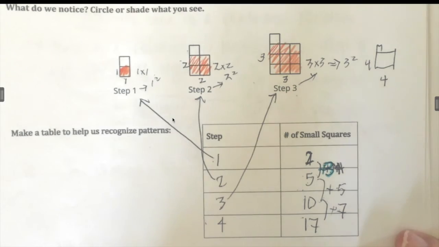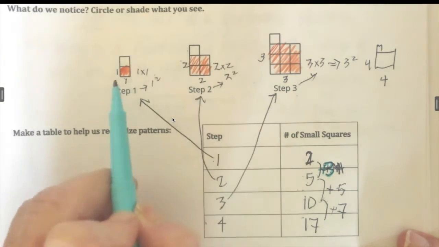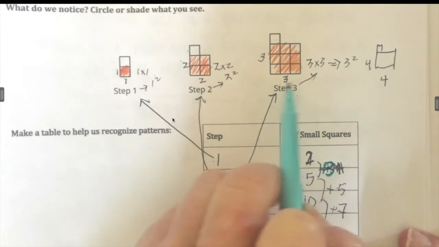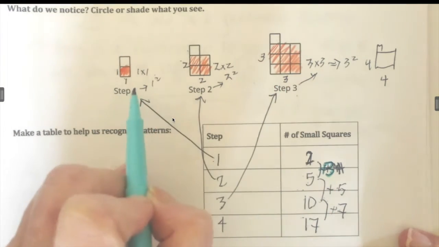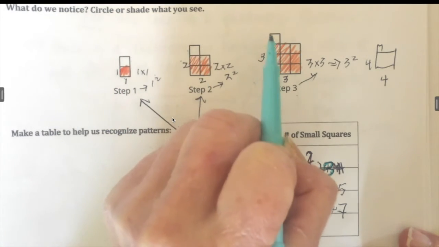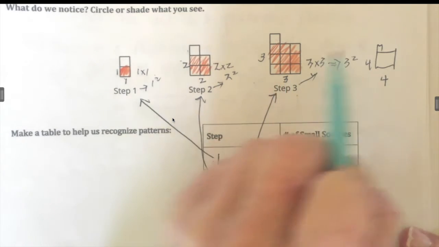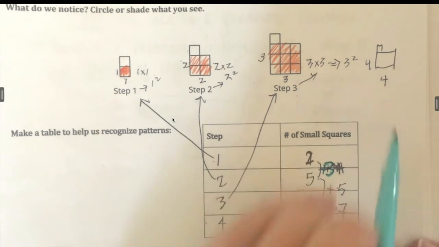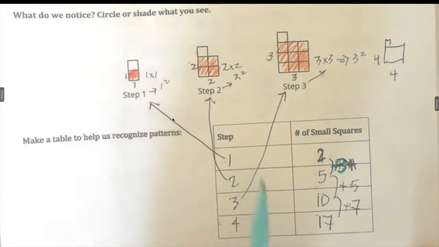So what did I notice? I noticed that I had a square. I had a 1 by 1, step 1. Step 2, I had a 2 by 2. Step 3, I had a 3 by 3 square. I also noticed that every single time I seem to have a single square sitting right above as an arm above the other square. And I could draw my 4 by 4 the same way and a 5 by 5 the same way.